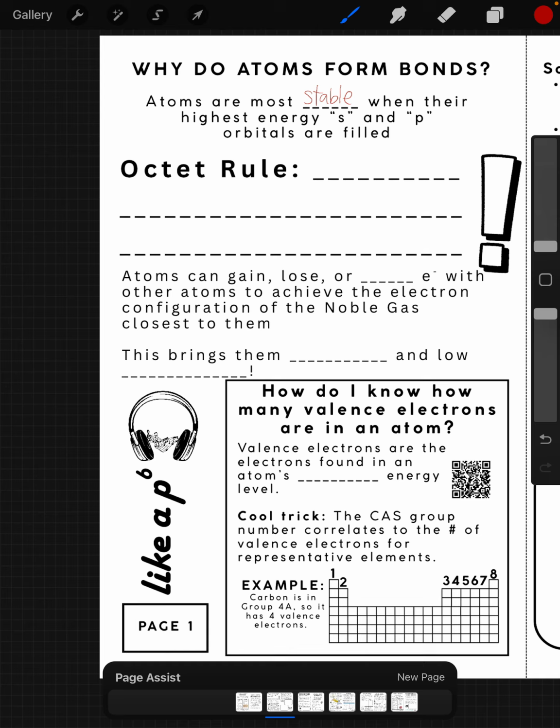There's something called the octet rule. Please note that I put an exclamation point here, emphasizing how important this rule is. Every single thing that we do in this unit is predicated upon this rule. So I'm going to write out this rule and then talk to you about it, okay? So go ahead and fill this out, follow along with me if you need to.